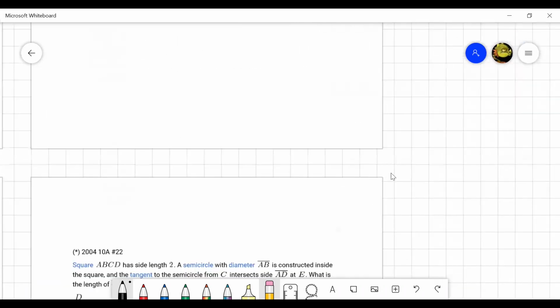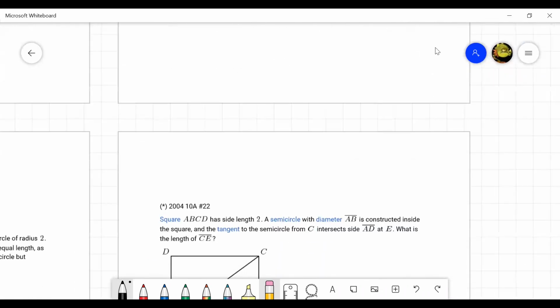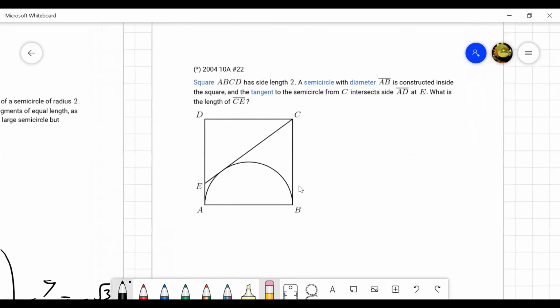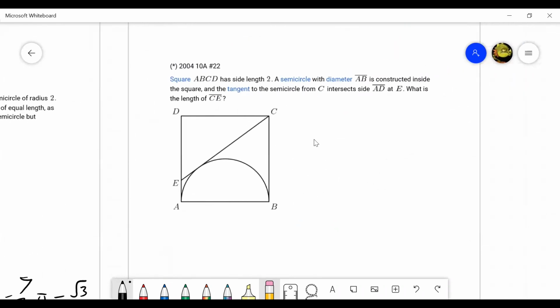All right, so I do want to move on to this problem because this one is actually surprisingly simple. This is a perfect example of using the Pythagorean theorem. If you see the problem, it says it's a square ABCD with side length 2 and has a semicircle on AB, and we have this tangent line CE to that semicircle, and we ask the length of CE.